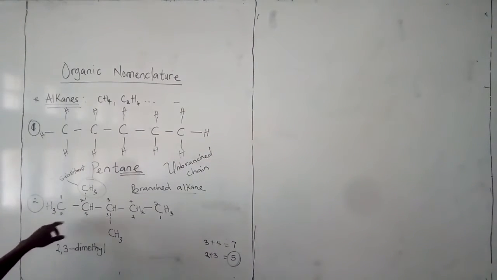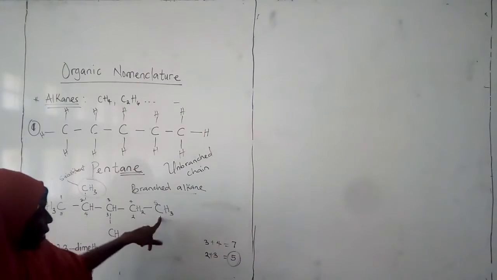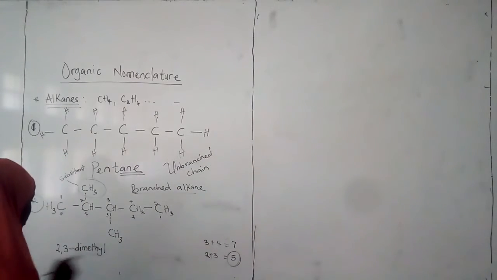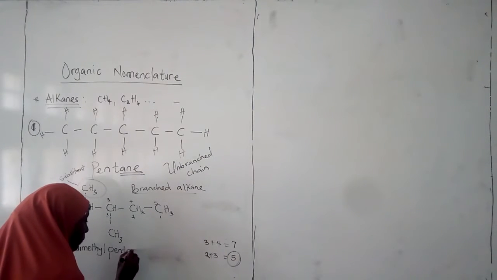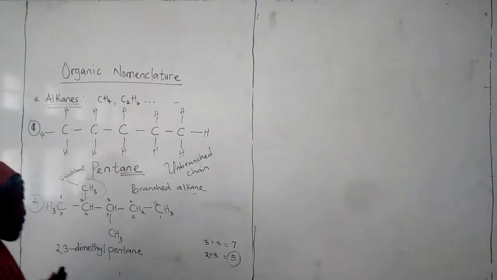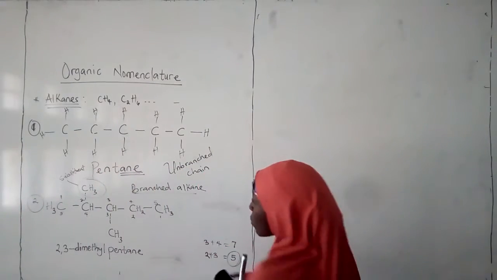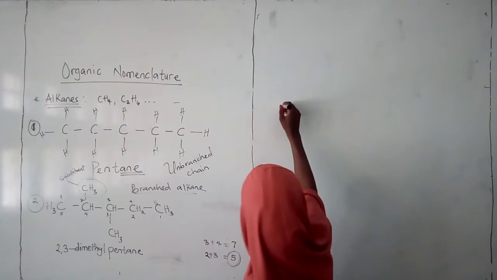Then our parent chain is what? 1, 2, 3, 4, 5. Our parent chain is pentane. So we have 2,3-dimethylpentane. And that's all for this. So let's look at another example. We can have C.